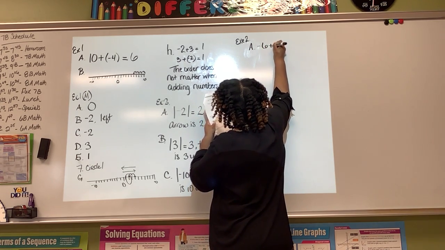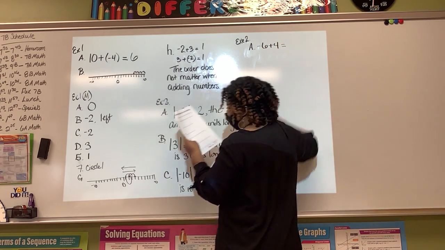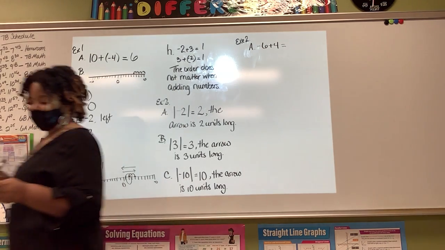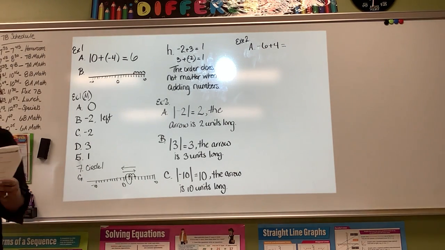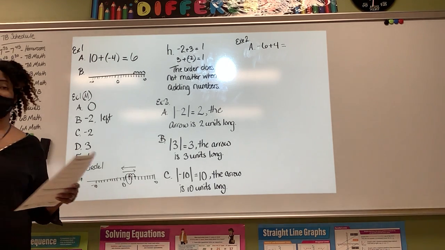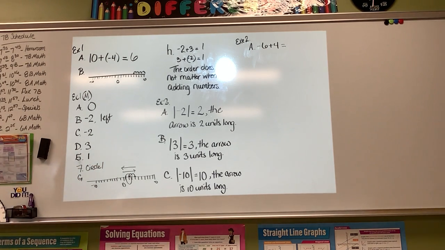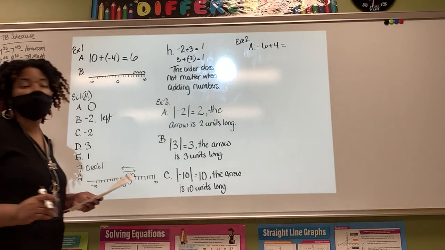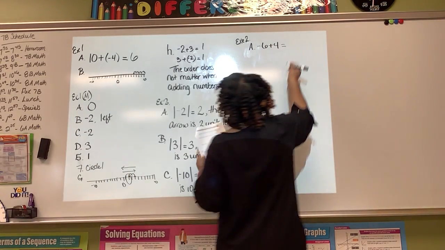Negative 6 plus 4. So if I'm starting at 0 and I go to negative 6, I'm going to add 4. Do that. Show me the arrows or loops, whichever one it is. And where do I land? Negative 2. Excellent.